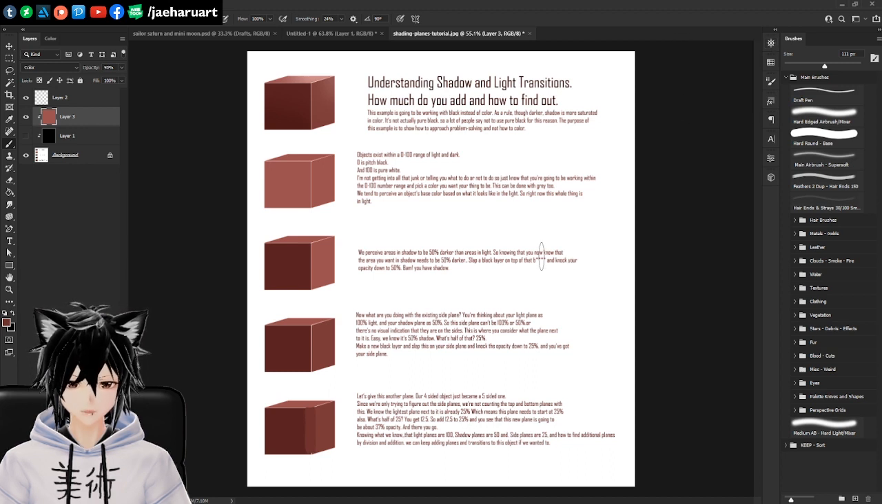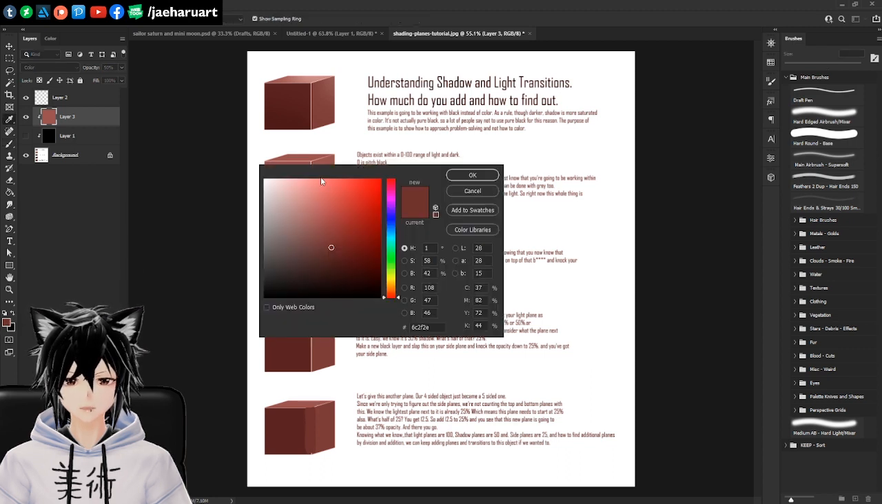So as I explained on the sheet, objects exist within a 0 to 100 range of light and dark. What this looks like on your hue cube is 100% is pure white at the top and 0 is going to be pure black at the bottom here. We tend to perceive colors based on how they look to us in the light. So our base colors can be wherever on this hue cube, and we're going to be thinking about them as the parts of our object that are already in light. This is going to be our starting point for finding our shadow and our transitional shades.